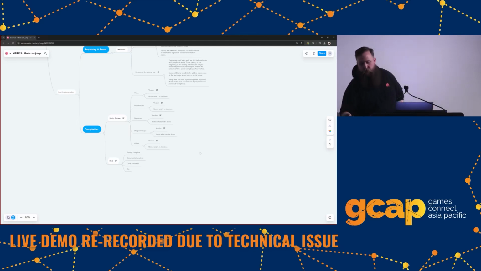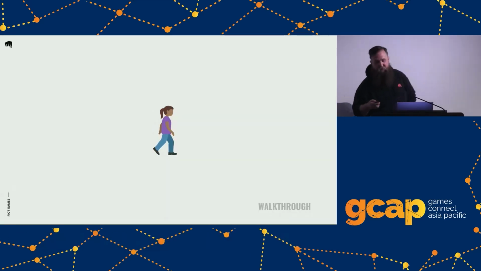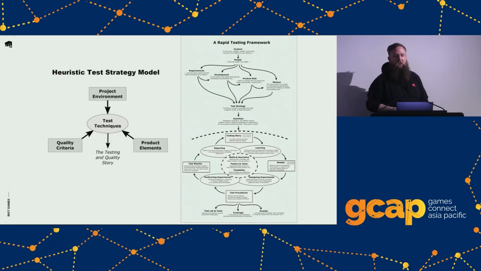Let me just jump back to the presentation. Yeah, worked. Cool. So this is all based off the heuristic test strategy model and the rapid testing framework and some other things, work done by some people called Cem Kaner, James Bach, and Michael Bolton. That's a whole other presentation. If you're curious, I'll send you information about it. It's very good, very interesting, and great.